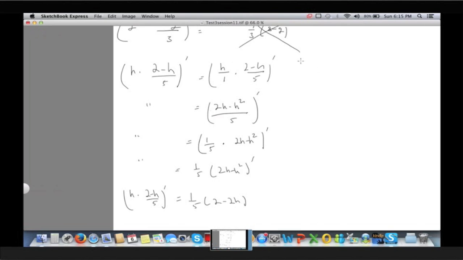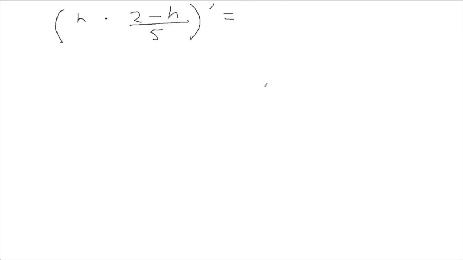Let's point to the third line of your solution. Great. I think we should put in one more set of parentheses there to show that the 1/5 is multiplying the 2h minus h squared. But you did that correctly. Okay, good. I'll go back to my screen.